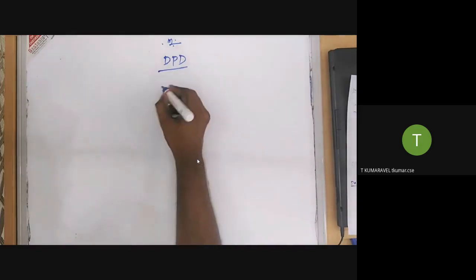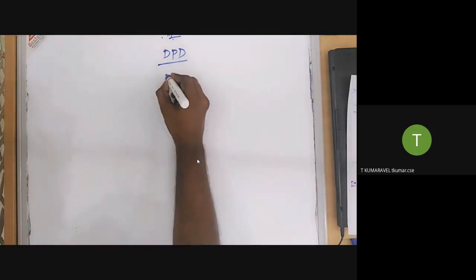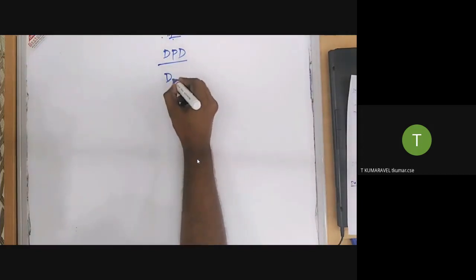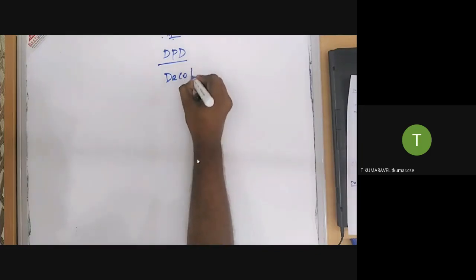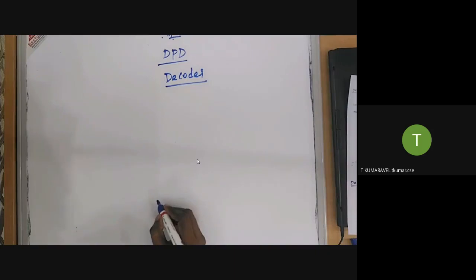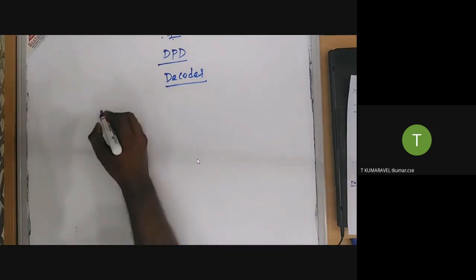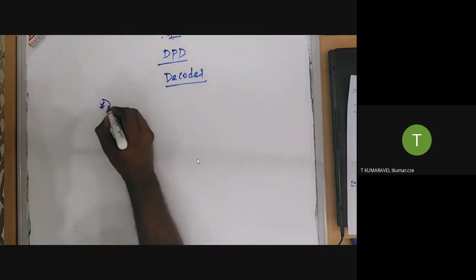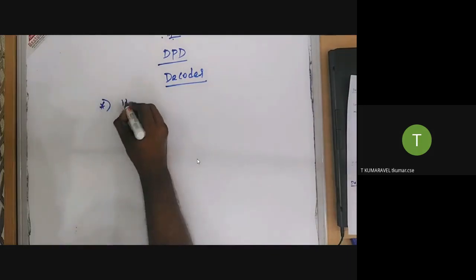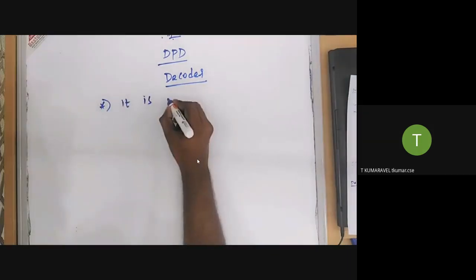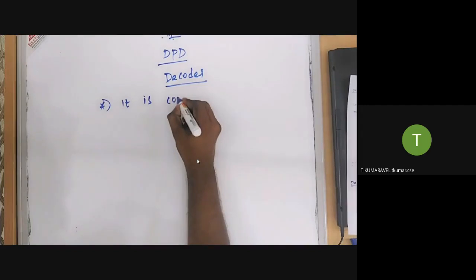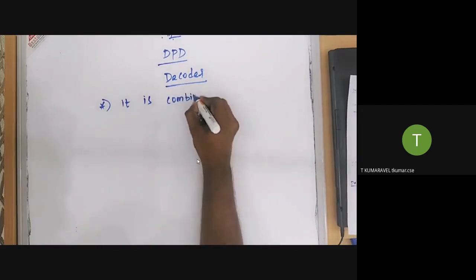Today I'm going to start with the next topic, called the decoder. It is one of the combinational circuits.